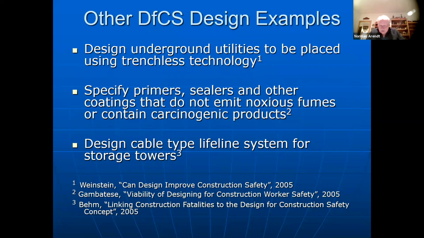What else can we do? We can design underground utilities using trenchless technology. A lot of underground utility workers do that now. We can specify primers, sealers, and other coatings that do not emit noxious fumes. Design cable type lifeline systems for storage towers, putting cages around water towers and antennas where people have to climb, so it's safer to climb.